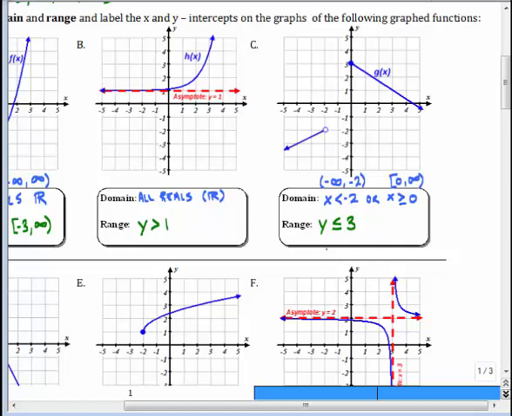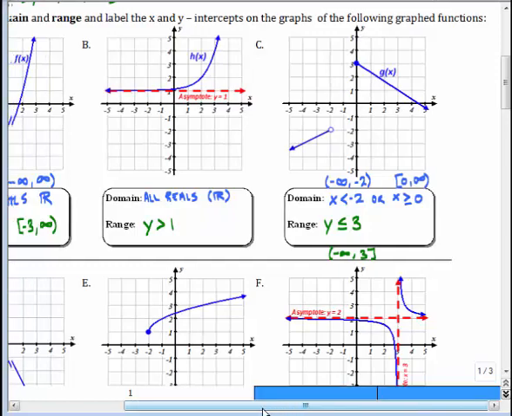In interval notation, that would be basically from negative infinity to 3. You'd have to say the lowest is negative infinity and the highest is 3, and I'd use a square bracket. But set notation is okay for right now.